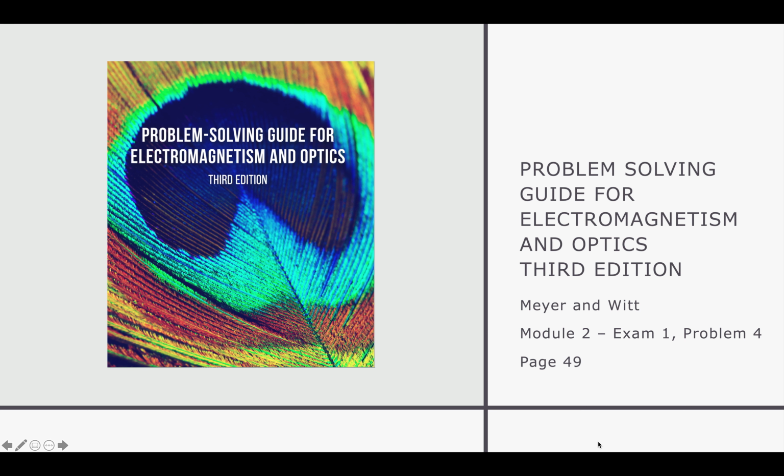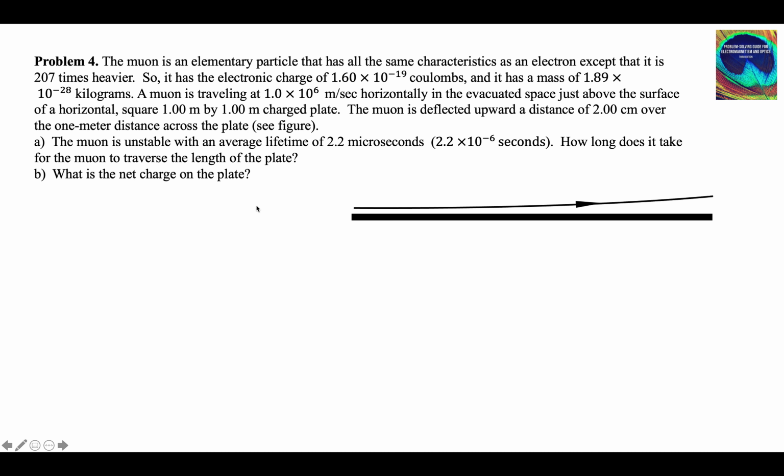This is a walkthrough of problem 4 on exam 1 in module 2, which is on page 49 of the book Problem Solving Guide for Electromagnetism and Optics. Problem 4: the muon is an elementary particle that has all the same characteristics as an electron, except that it is 207 times heavier.